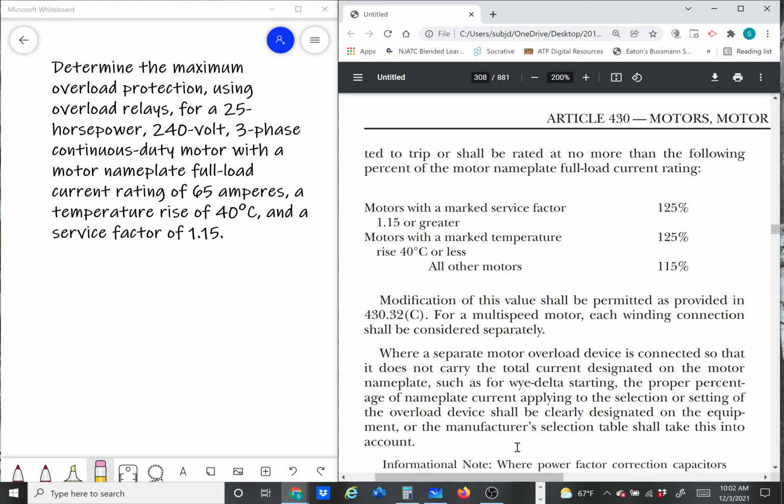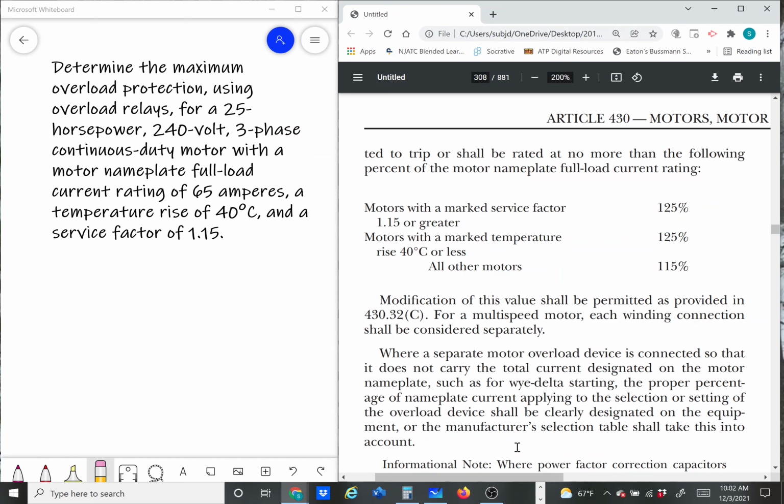If I'm only given one parameter, if I'm only given a service factor of 1.3, but they don't say anything about my temperature rise, I can use 125%. If they tell me that I've only got a 30-degree temperature rise and they don't tell me anything about service factor, I can use 125%. But if they tell me I've got a service factor of 1.3, but a temperature rise of 50, my 1.3 does match up with being 1.15 or greater, but my 50 degrees Celsius rise is too high. I have to go to the 115%.